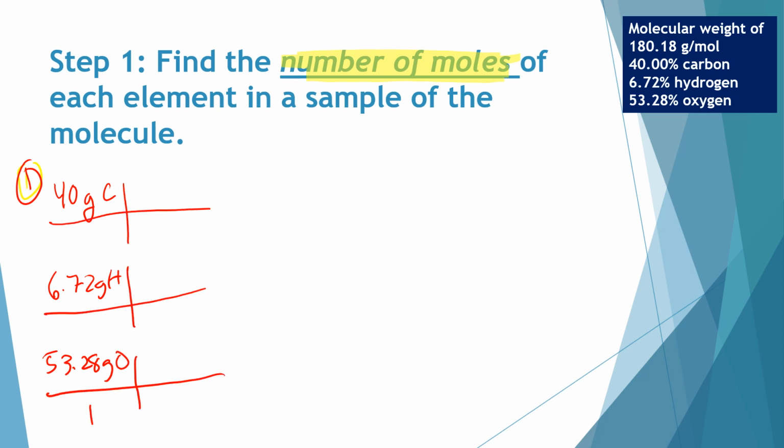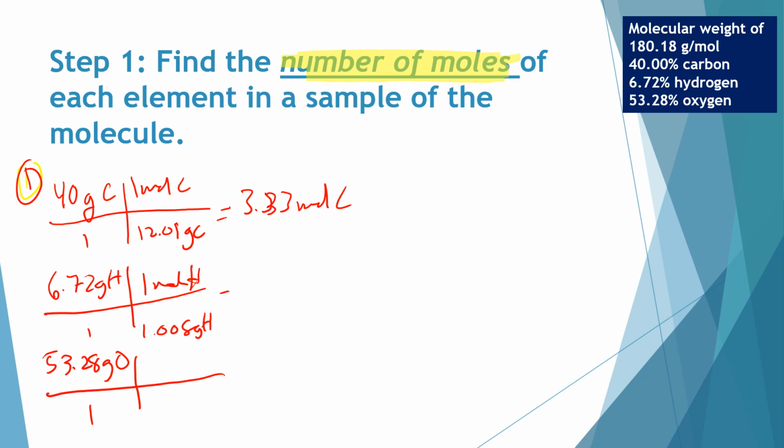Then you're going to get the number of moles of each element. So that means you're going to use your molar masses. So 1 mole of carbon over 12.01 grams of carbon is going to be approximately 3.33 moles of carbon. 1 mole of hydrogen over 1.008 grams of hydrogen will approximately be 6.67 moles of hydrogen.